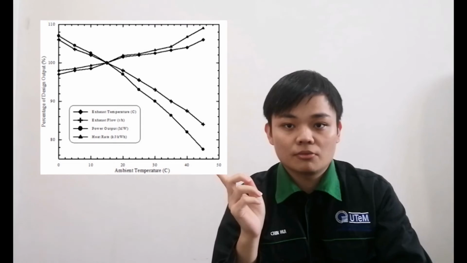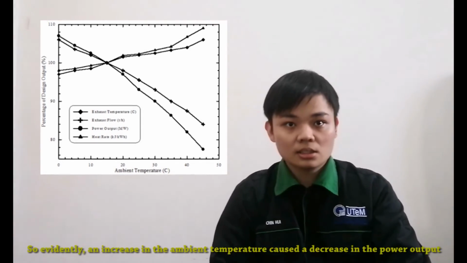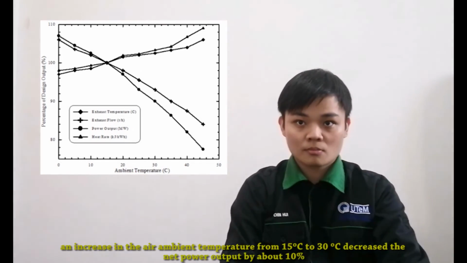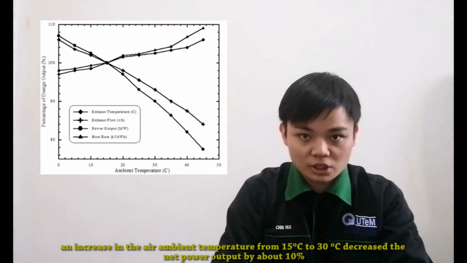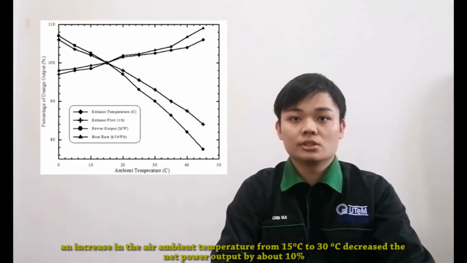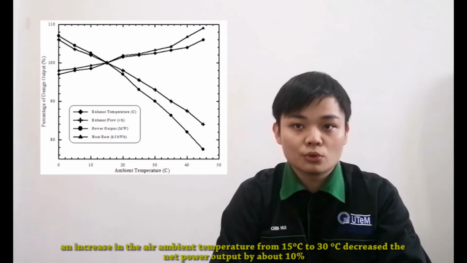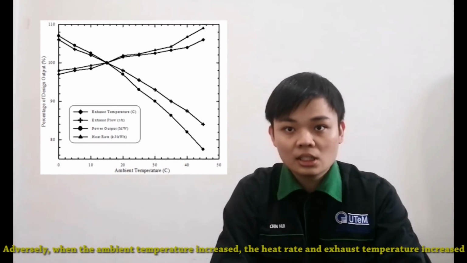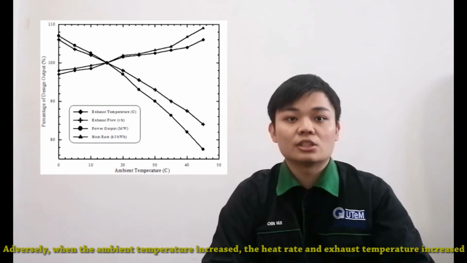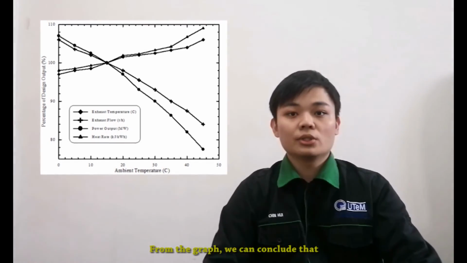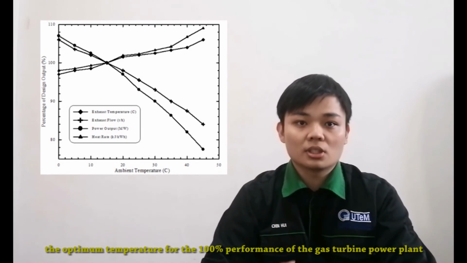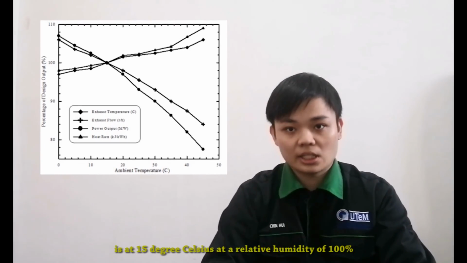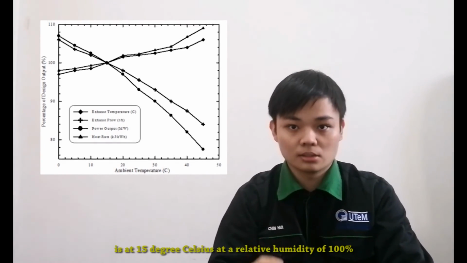Here is the graph of the study. Evidently, an increase in the ambient temperature will cause a decrease in the power output. An increase in the ambient air temperature from 15 degrees Celsius to 30 degrees Celsius will decrease the net power output by about 10%. Conversely, when the ambient temperature increases, the heat rate and the exhaust temperature increase. So, from the graph, we can conclude that the optimum temperature for 100% performance of the gas turbine power plant is 15 degrees Celsius at a relative humidity of 100%.